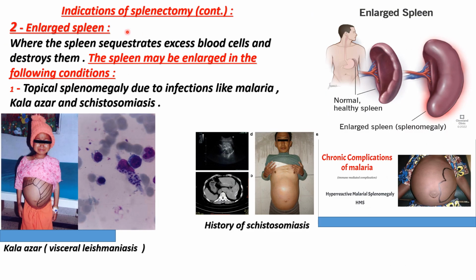The second indication of splenectomy is enlarged spleen, where the spleen sequestrates excess blood cells and destroys them. The spleen may be enlarged in the following conditions. The first subtype of enlarged spleen is tropical splenomegaly due to infections like malaria, Kala-Azar, or visceral leishmaniasis, or schistosomiasis.